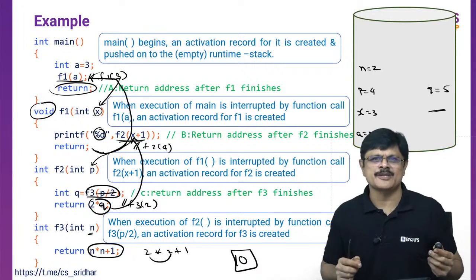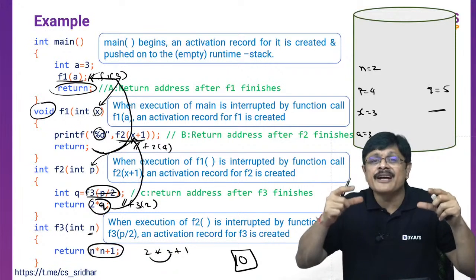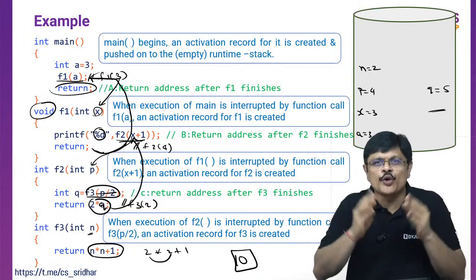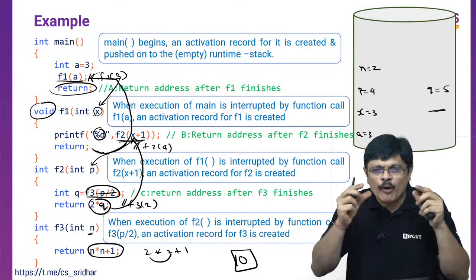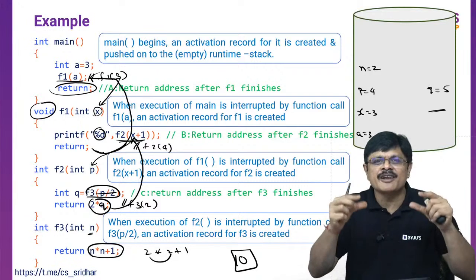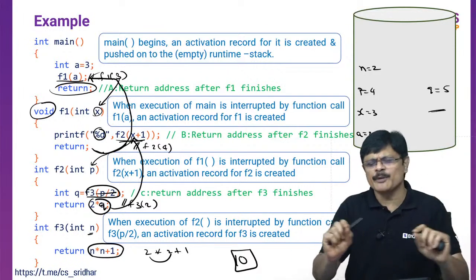It's a very simple process, my dear friends. Whenever a function is called, the information needed for execution of the function is stored in its activation record, and that is pushed onto the stack. And what will be on the top of the stack? The function which is presently executing will be on the top of the stack. That's it. Simple story. Nothing more than that.